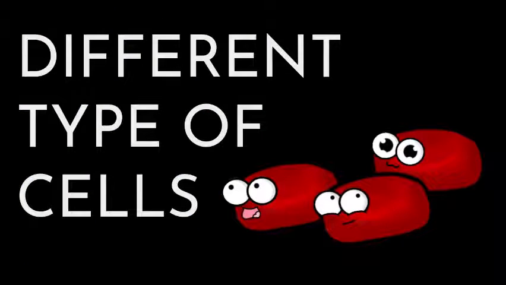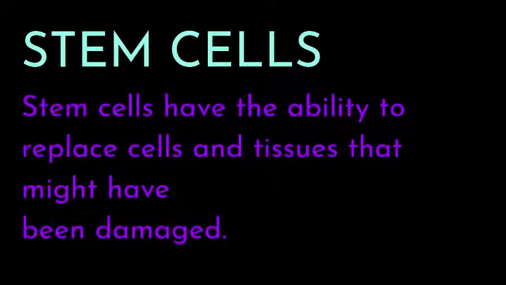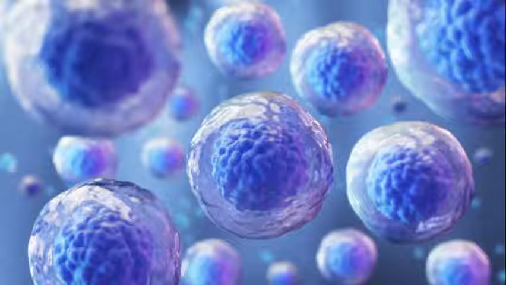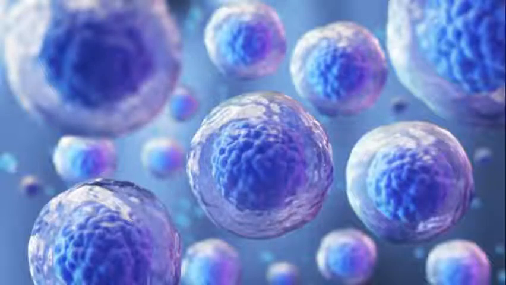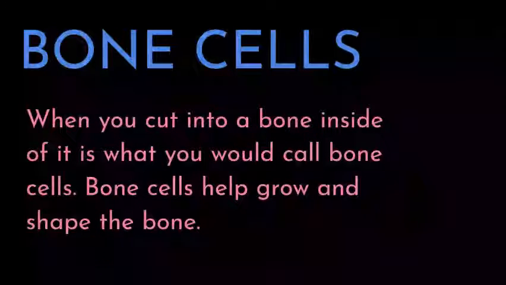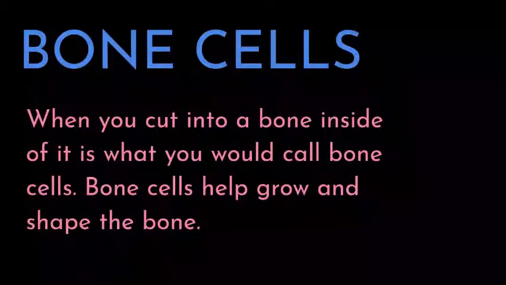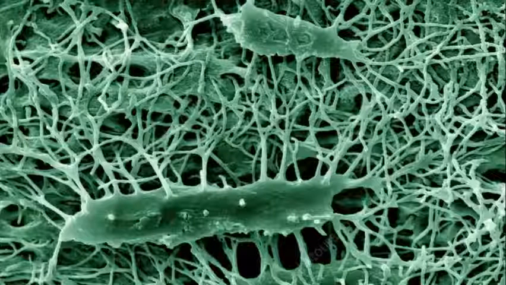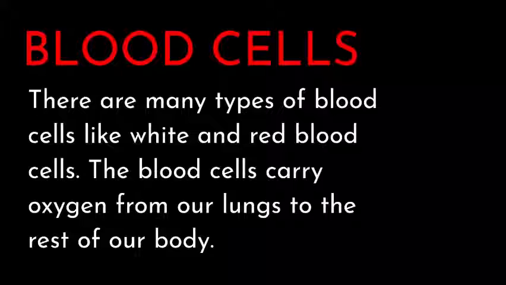Different types of cells. Stem cells. Stem cells have the ability to replace cells and tissues that might have been damaged. This is a picture of stem cells. Bone cells. When you cut into a bone, inside of it is what you would call bone cells. Bone cells help grow and shape the bone. And this is a picture of bone cells, and it's like very tangled looking.